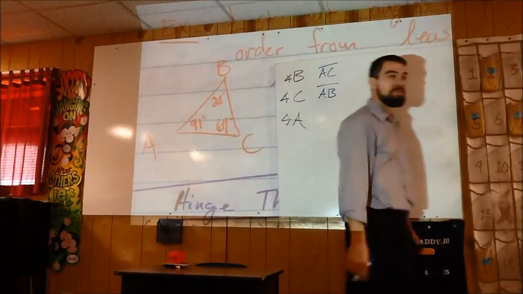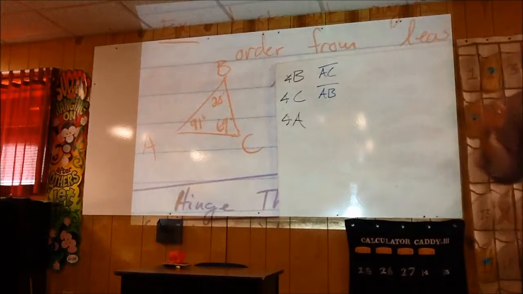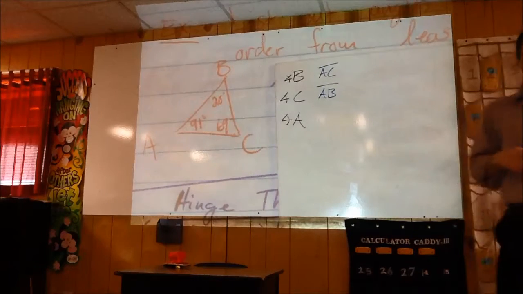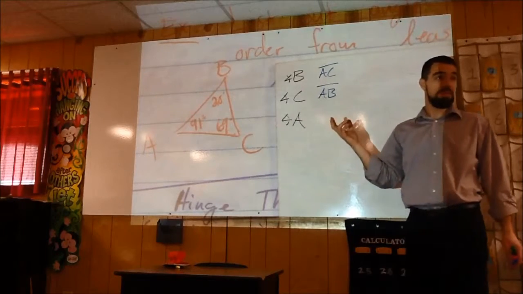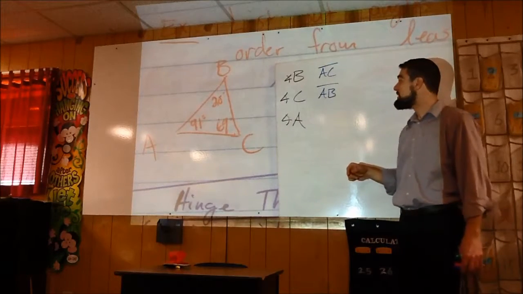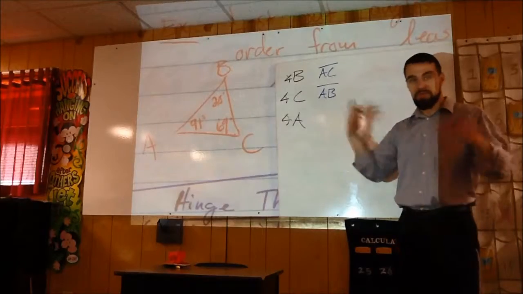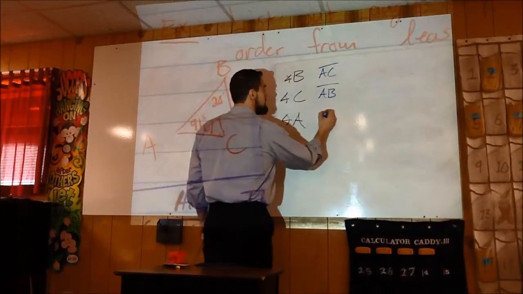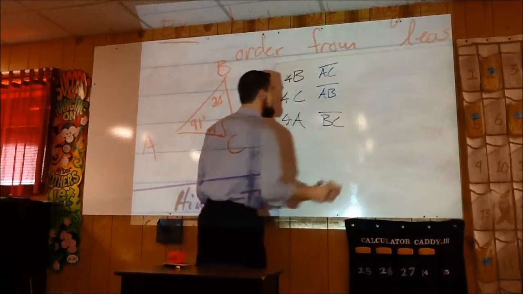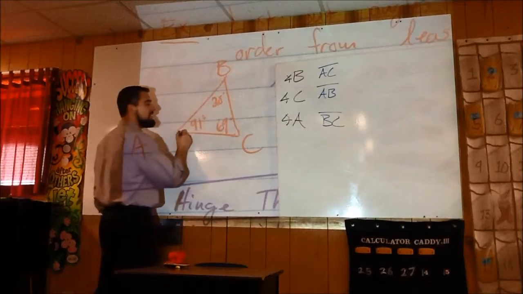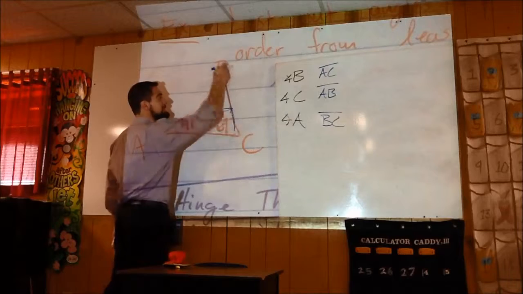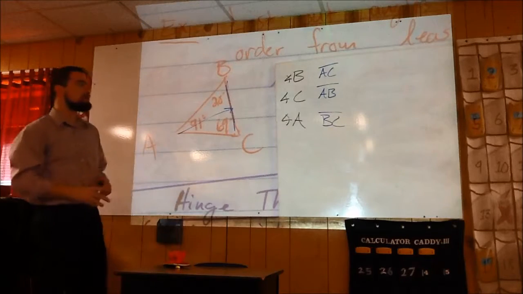Segment AB. Could I have called that segment BA? Yes. Remember that each segment has two appropriate names. You can interchange the endpoints. And then the last one, well, by default, it's got to be segment BC. But more importantly, you know that angle A is 91 degrees, so the side opposite, segment BC, has got to be the largest one.